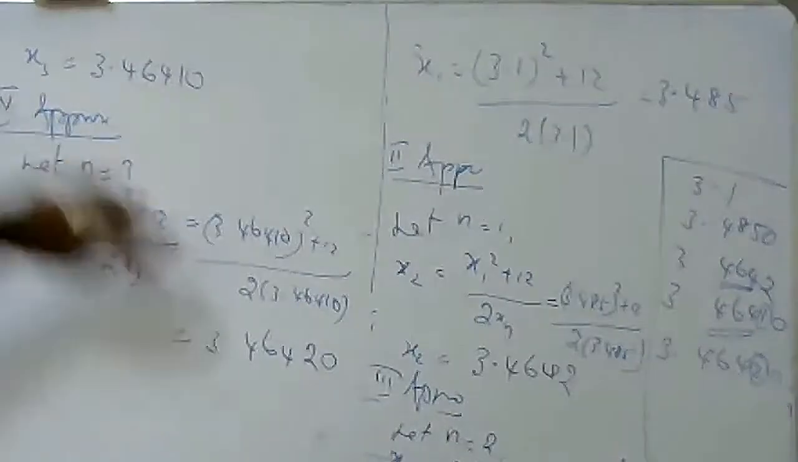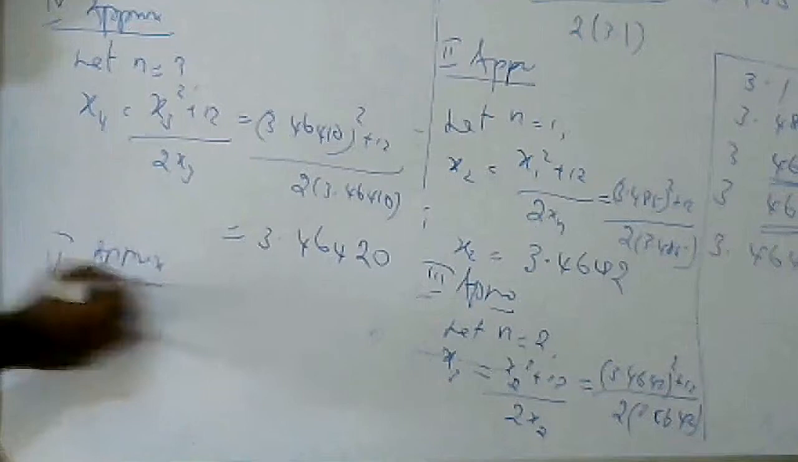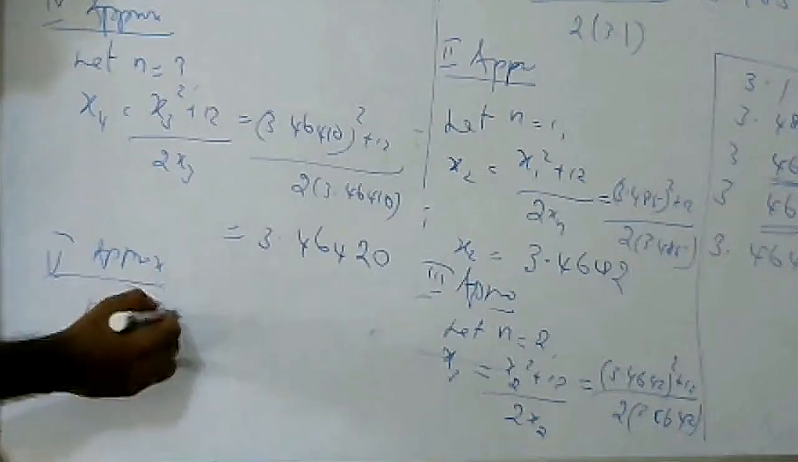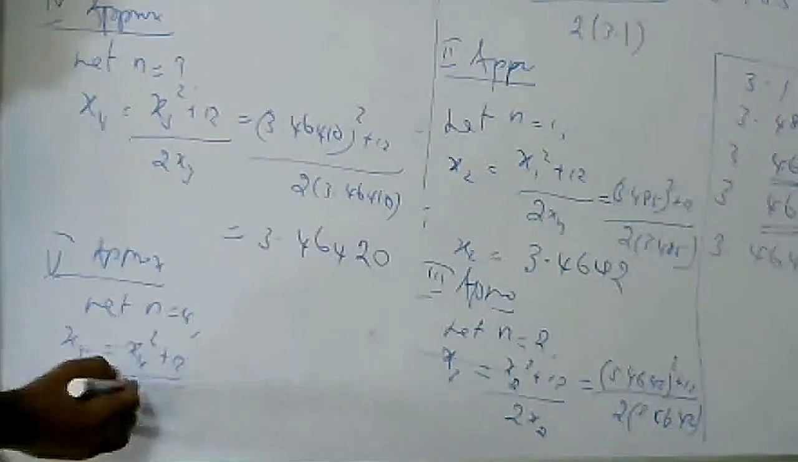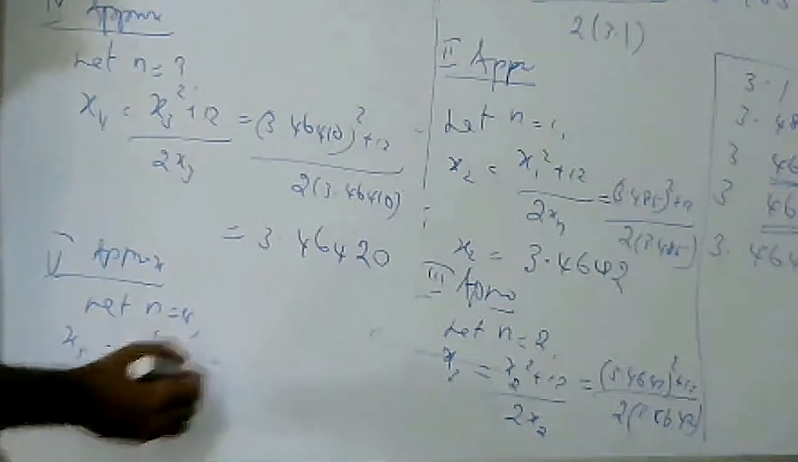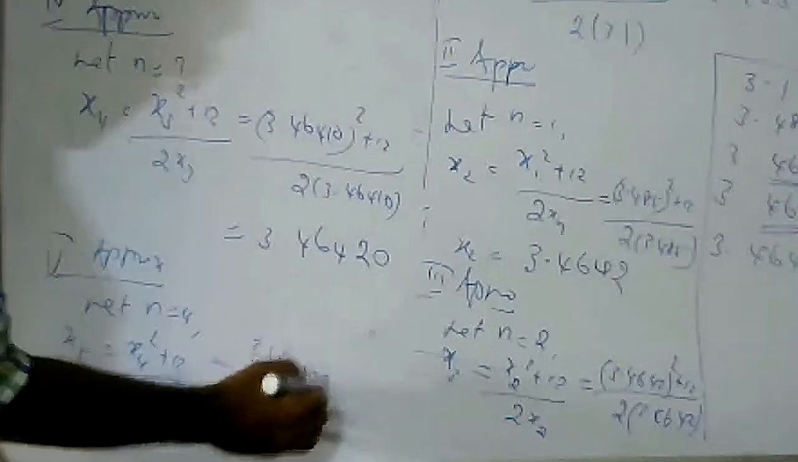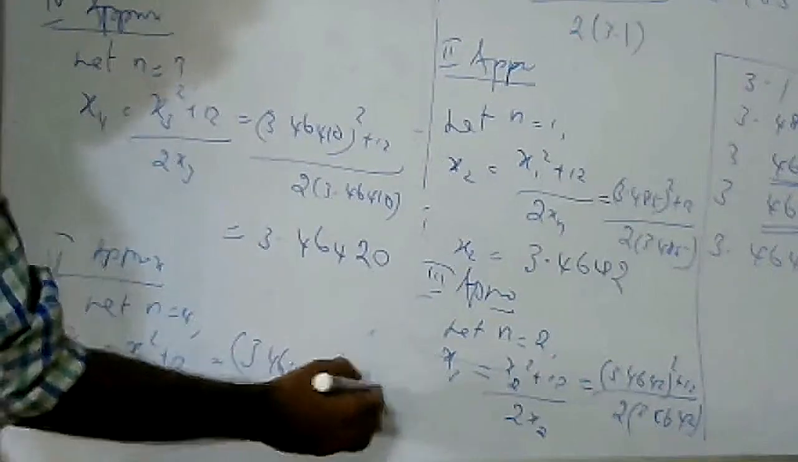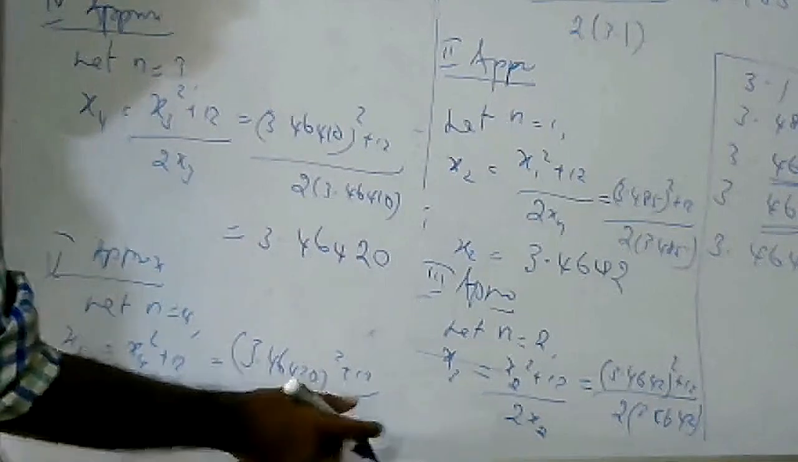So again, the fifth approximation: let n equal to 4. So x5 is equal to x4 square plus 12 divided by 2x4, which is nothing but 3.46420 the whole square plus 12 divided by 2 into 3.46420.